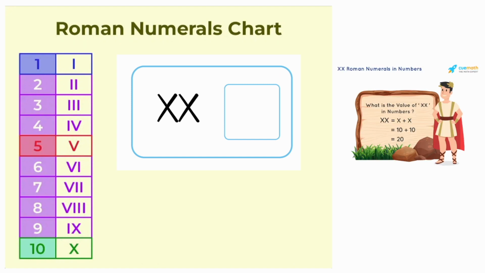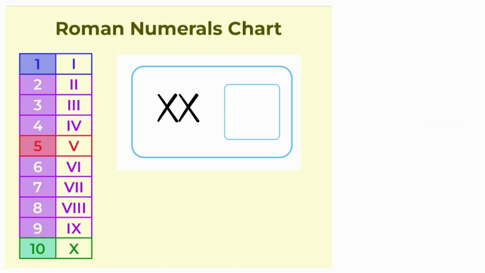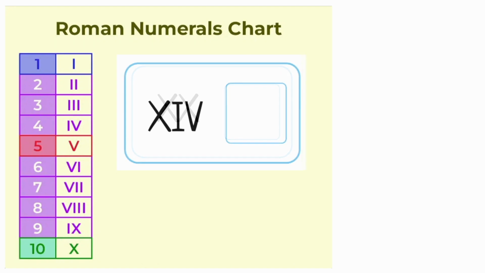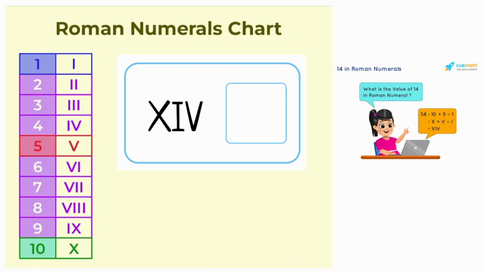Well, we know from the chart X is the symbol for 10, so if we have two X's, that would symbolize 10 plus 10, which is 20. Let's try another one. What about XIV? So think about our chart. You see X equals 10, and then IV is 4, so 10 plus 4 equals 14.